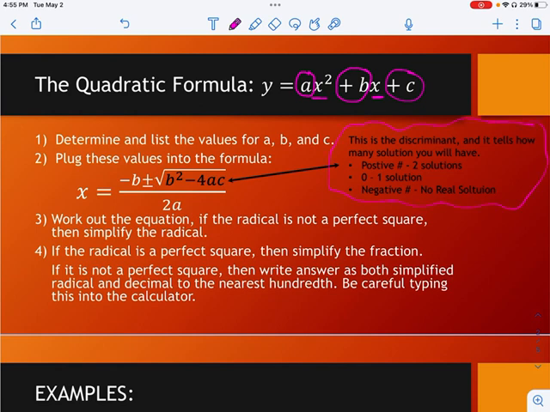We also have this other piece over here to the side. If you notice, that is pointing to this portion under the radical, the radicand, the b squared minus 4ac. That is what is called the discriminant, and it tells me how many solutions we will have.